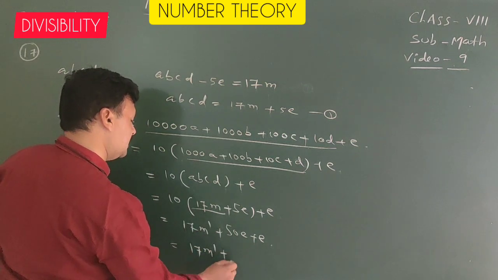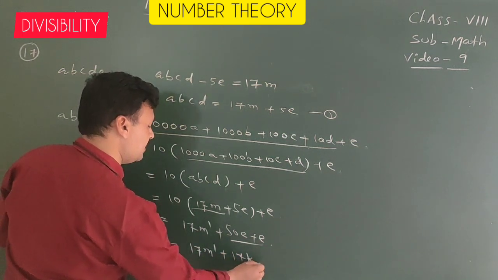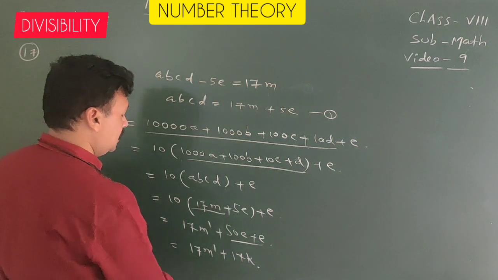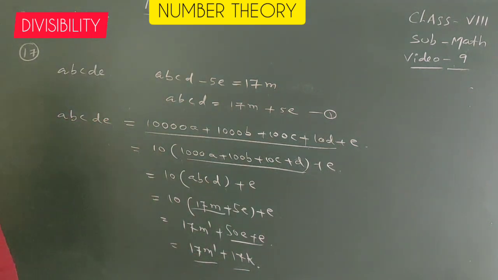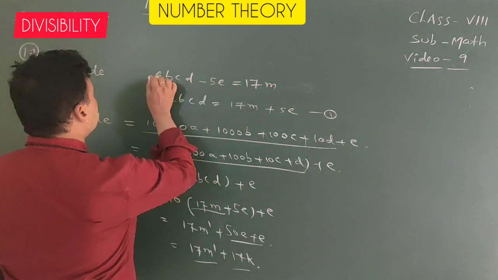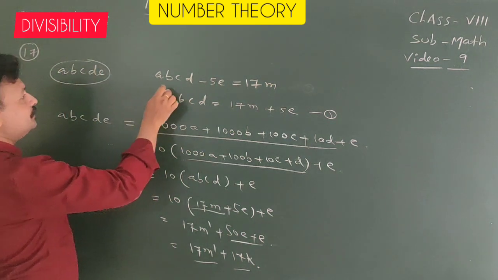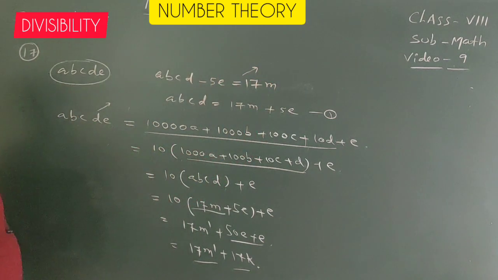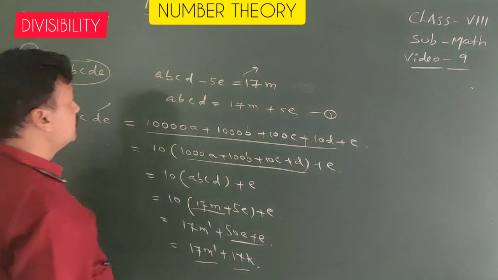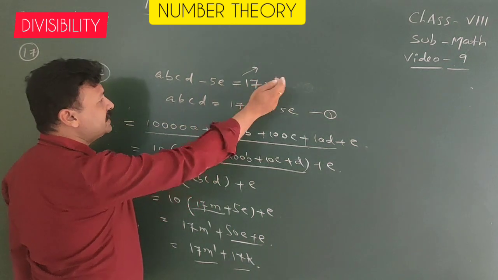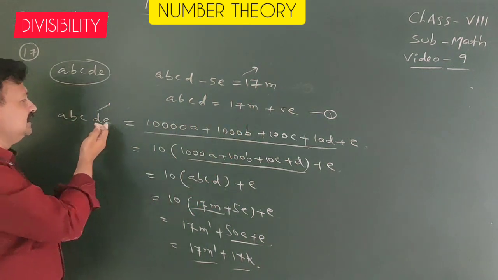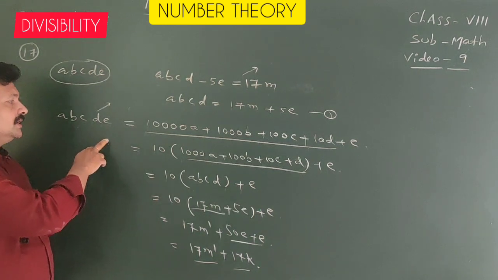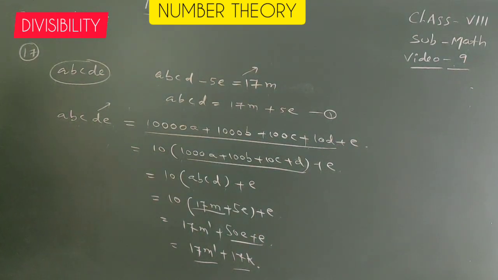Here, a multiple of 17 again, 51E is a multiple of 17 only. If the first part is divisible by 17 and the second part is divisible by 17, the total number is also divisible by 17. So for the number ABCDE, if ABCD minus 5E is divisible by 17, then the number ABCDE is also divisible by 17. In this way, we can prove the given condition.